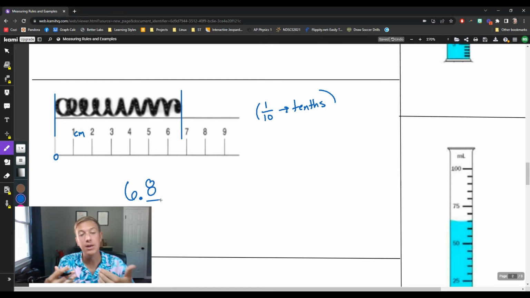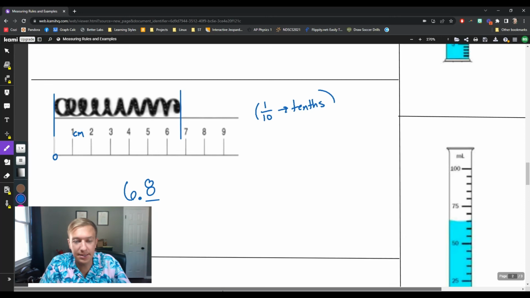So if you feel that it's closer, if you think that it's 6.9, make it 6.9. Maybe you think it's a little bit shorter. Maybe you think it's 6.7. That's okay. But we should all be around there. We should all for sure have the 6 on this measurement. And then we should be greater than the 0.5, definitely, in this case.